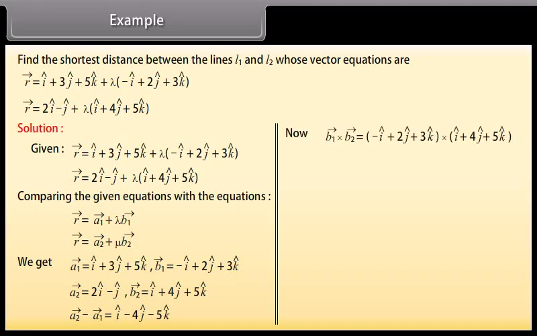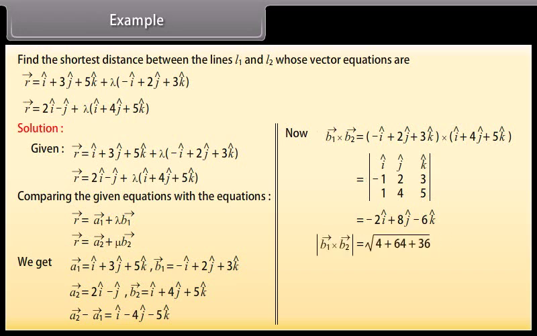Now, the cross product of vector b1 and vector b2 is (−î + 2ĵ + 3k̂) × (î + 4ĵ + 5k̂) equals the determinant, row-wise: first row î, ĵ, k̂; second row −1, 2, 3; third row 1, 4, 5, which equals −2î + 8ĵ − 6k̂. Modulus of the cross product of vector b1 and vector b2 equals the square root of 4 + 64 + 36, which equals the square root of 104.